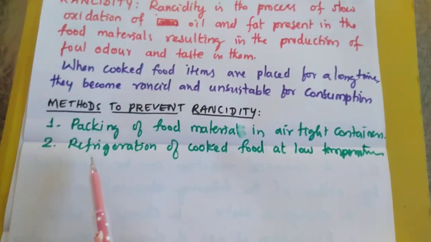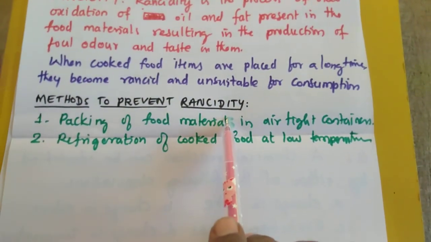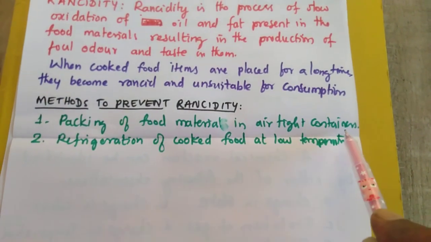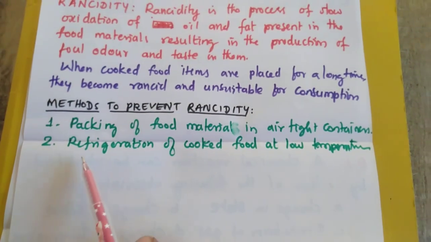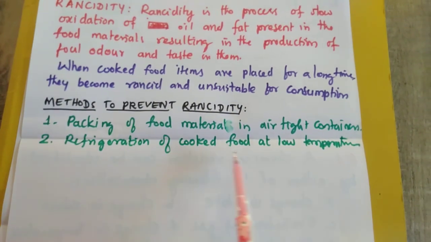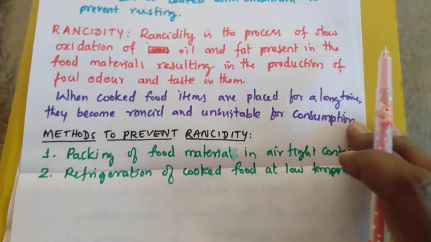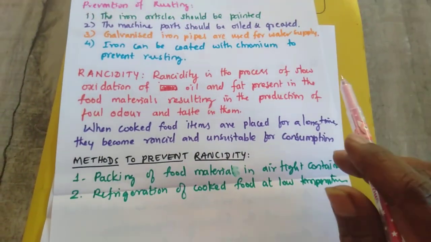The methods to prevent rancidity: packing of food materials in airtight containers. Second, refrigeration of cooked food at a low temperature. Even some substances you can store in salt, that is, a salt box.